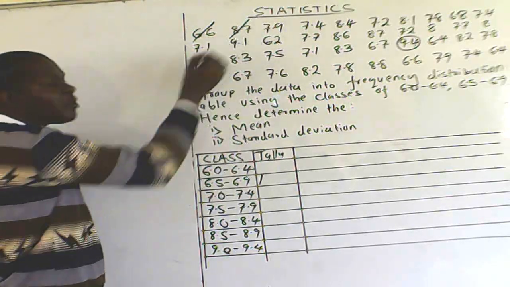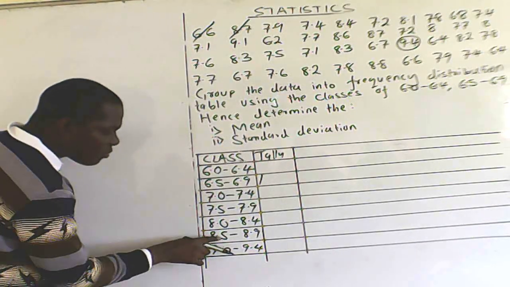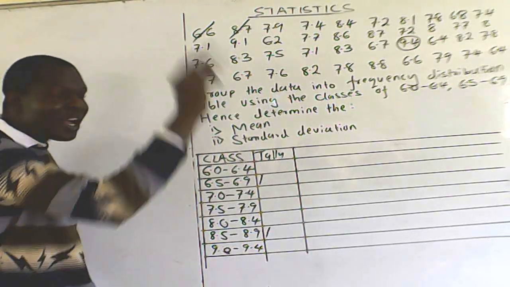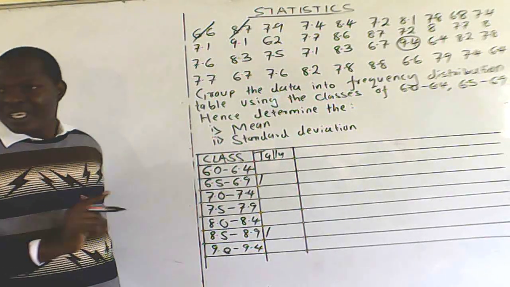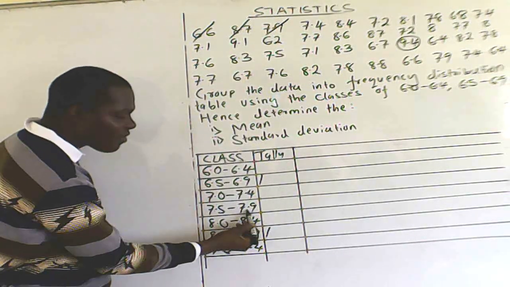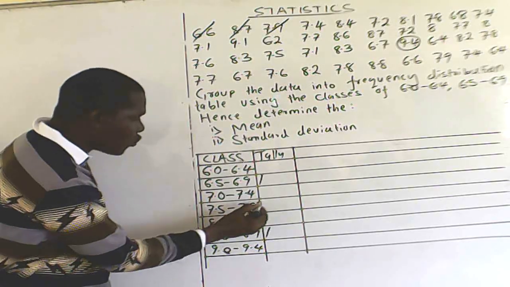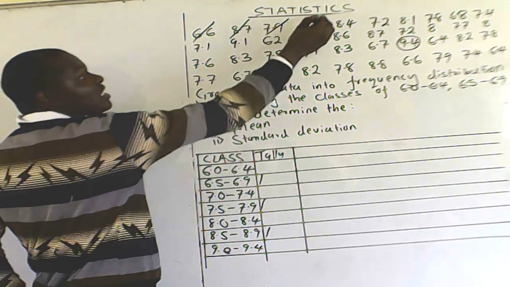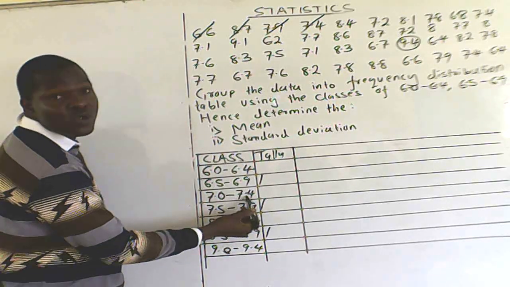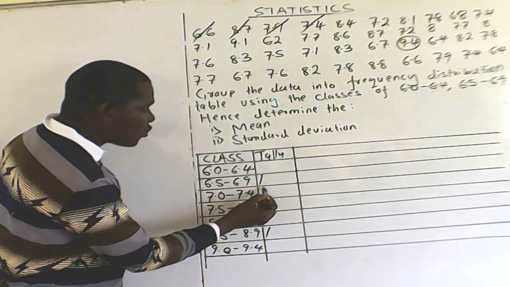Then the next one, 8.7 is in which class? It is between 8.5 to 8.9. You count it there. Remember, one stroke means you counted it. Then you move to the next one. 7.9 is in which class? Between 7.5 to 7.9. You count it there. You move to the next one. 7.4 is in which class? Between 7.0 to 7.4. So you count it there.